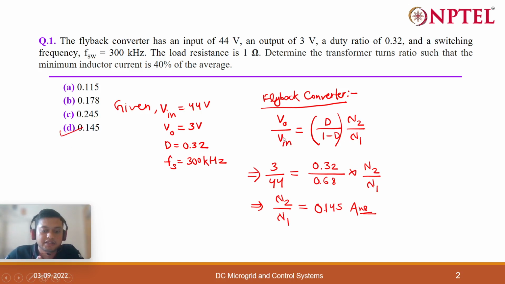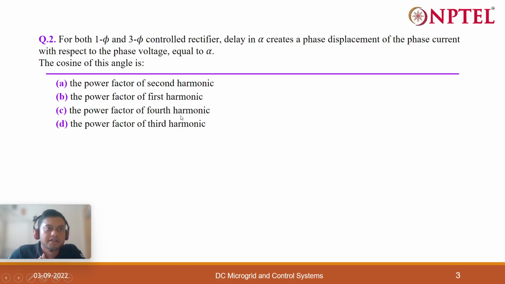Now let us see the next problem. For both single phase and three phase controlled rectifier, delay in alpha creates a phase displacement of the phase current with respect to the phase voltage equal to alpha. The cosine of this angle is.